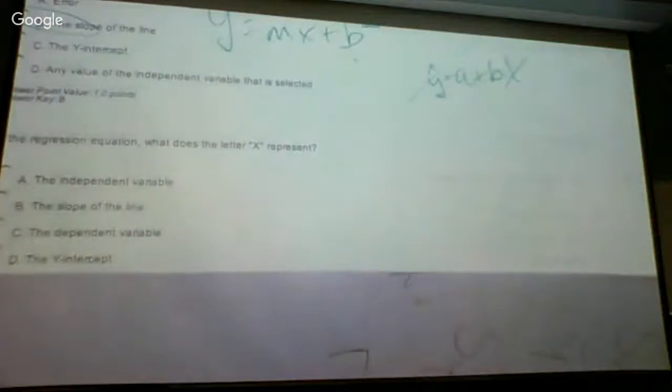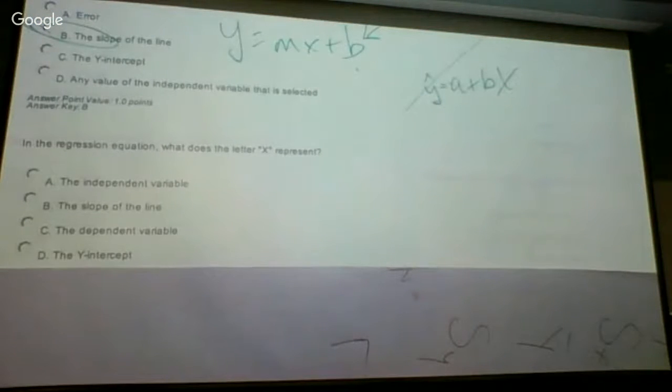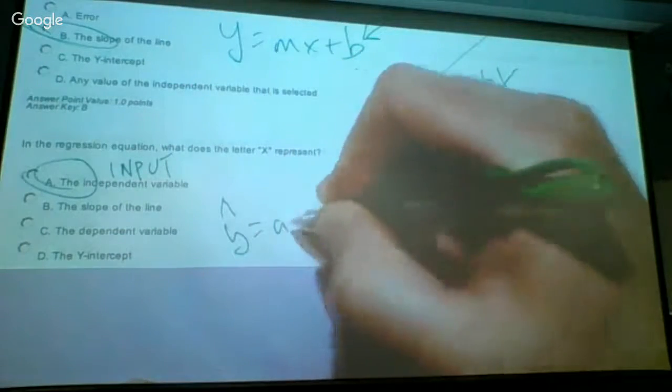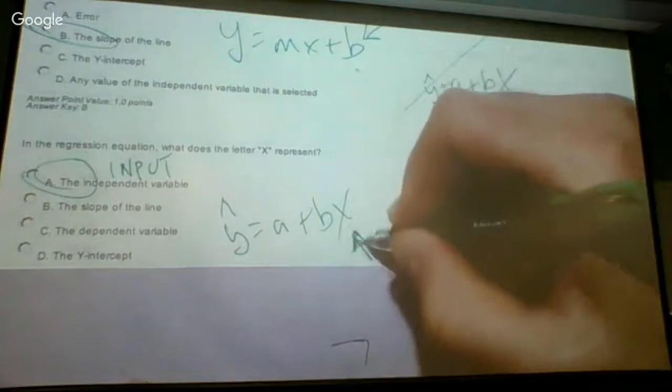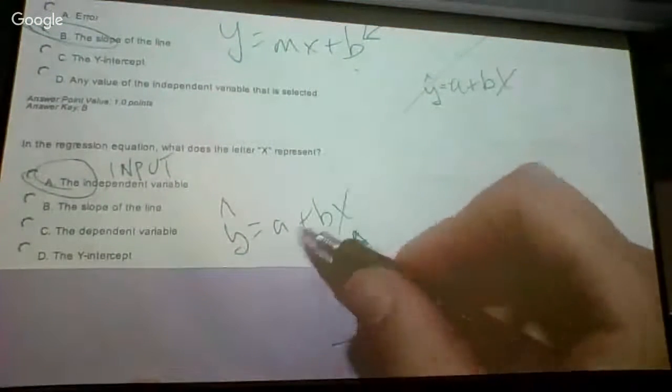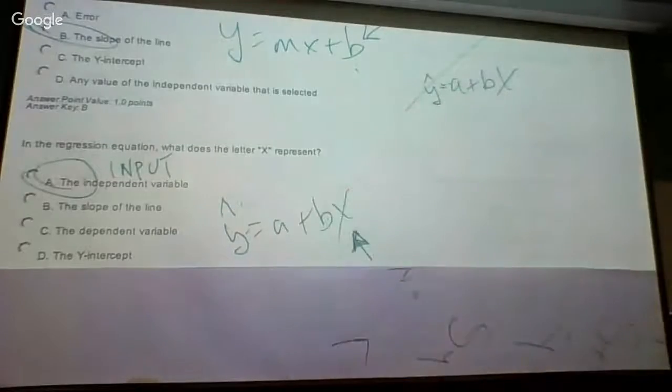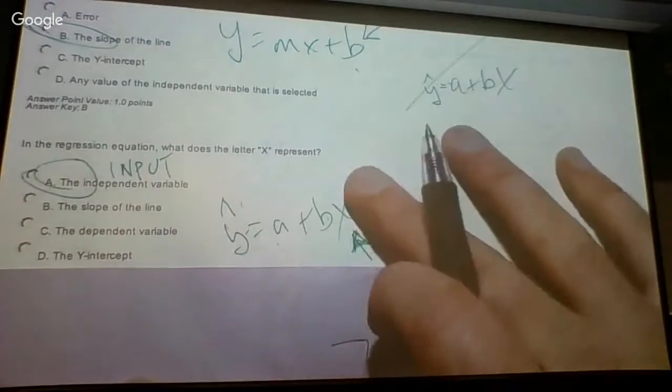In the regression equation, what does x represent? Independent variable. X is the independent variable. It's the input variable. So if I have y hat equals a plus bx, I'm going to put an input there, combine it with my regression coefficients, and come up with a predicted value for y. 15 down, 86 to go.